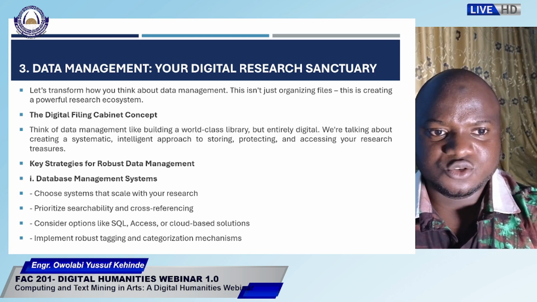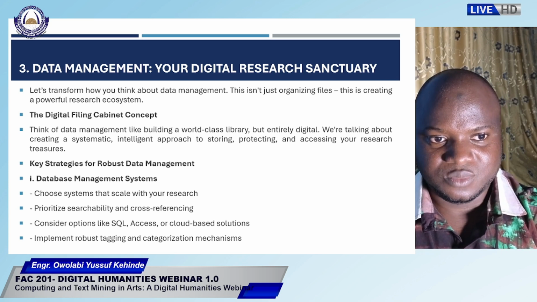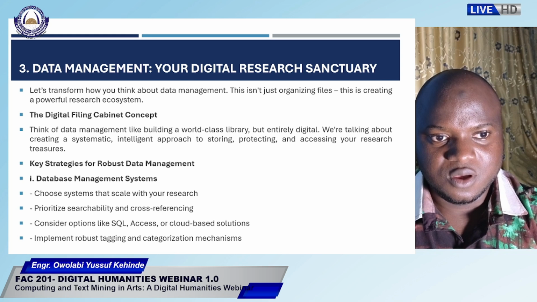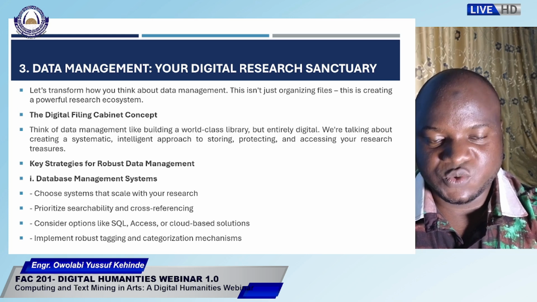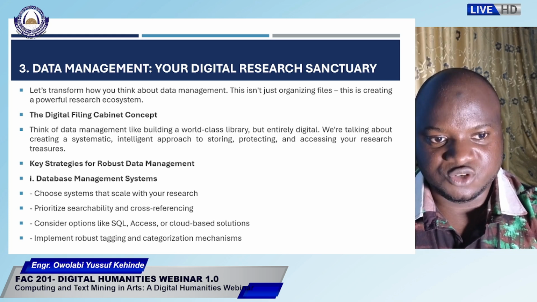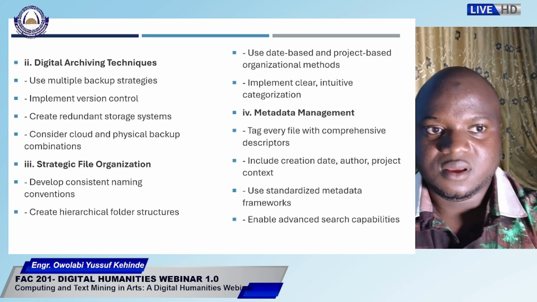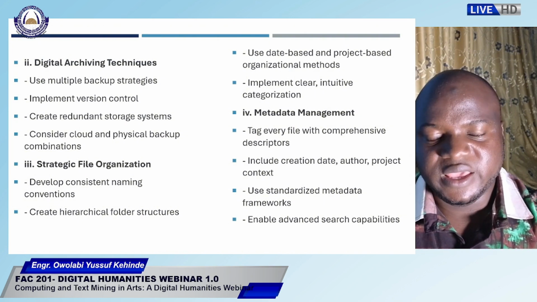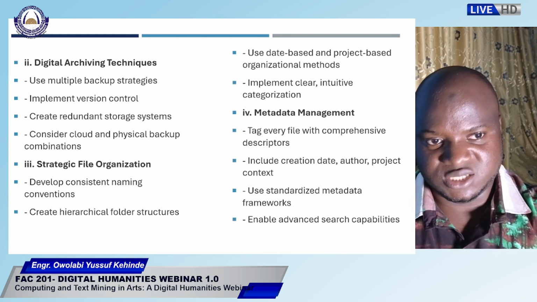What are the key strategies for robust data management? Number one, database management systems. You choose systems that scale with your research. You prioritize searchability and cross-referencing. You consider options like SQL, Access, or cloud-based solutions. You implement robust tagging and categorization mechanisms. Number two, you have digital archiving techniques. You use multiple backup strategies, implement version control, create redundant storage systems, and consider cloud and physical backup combinations.